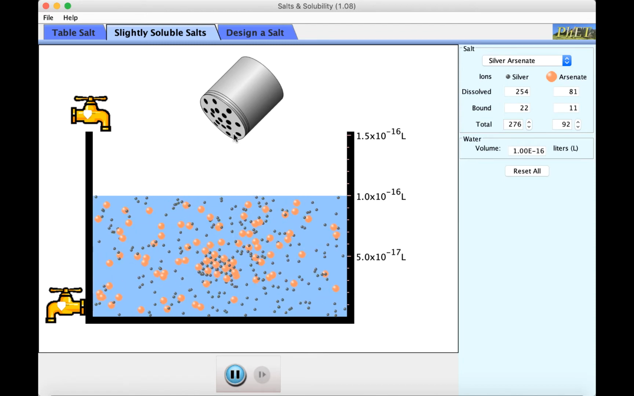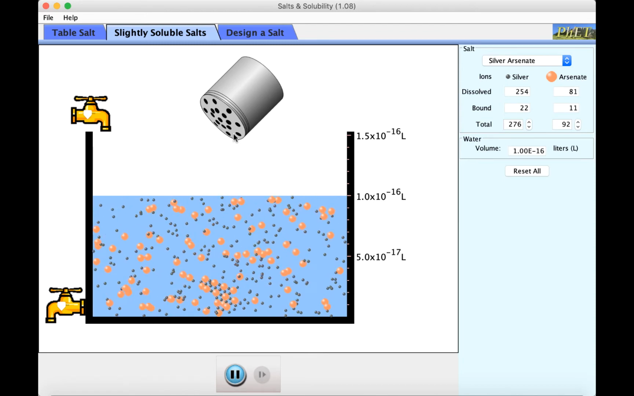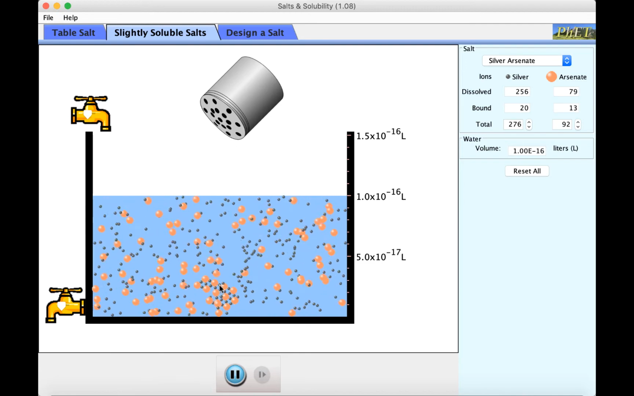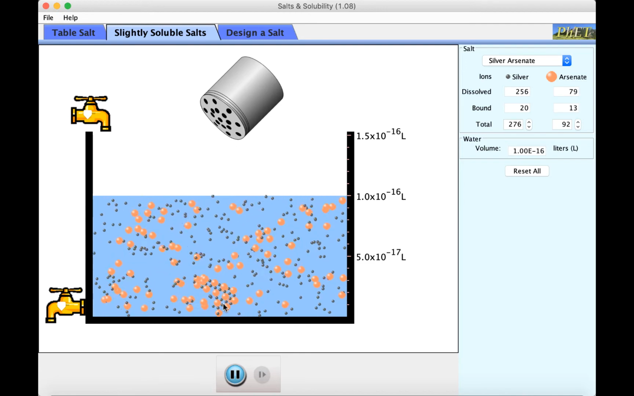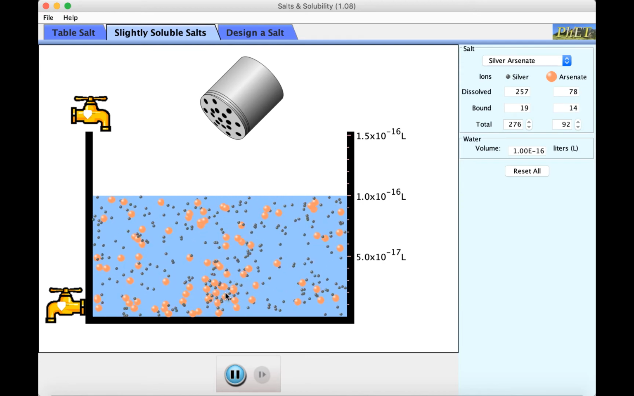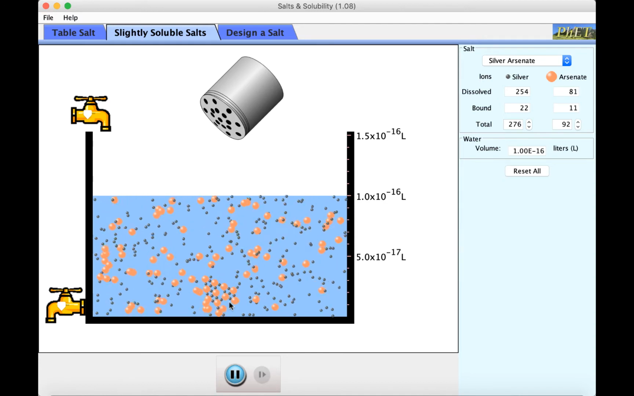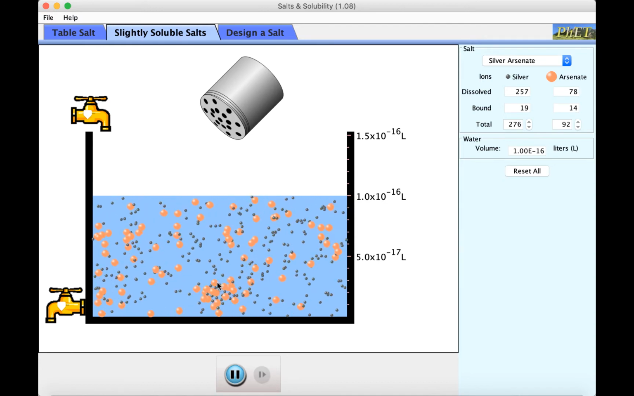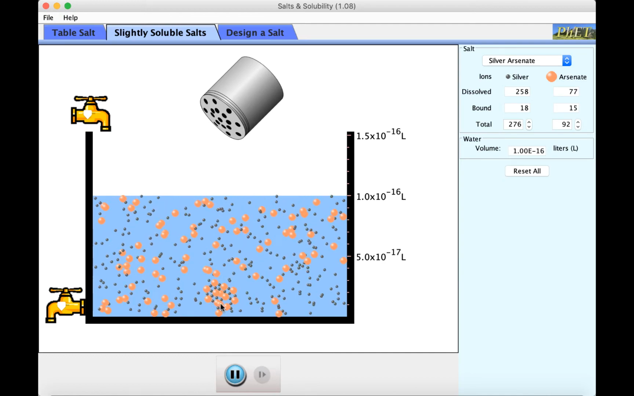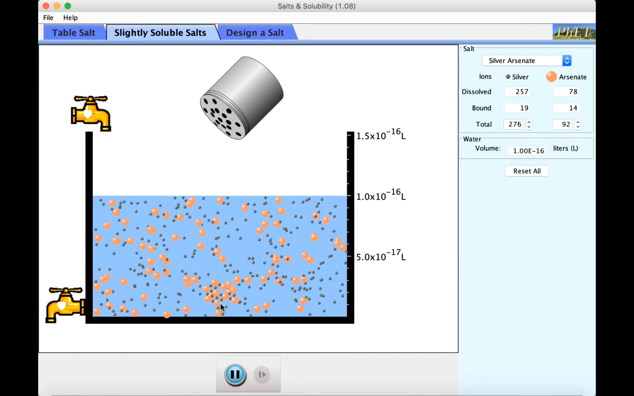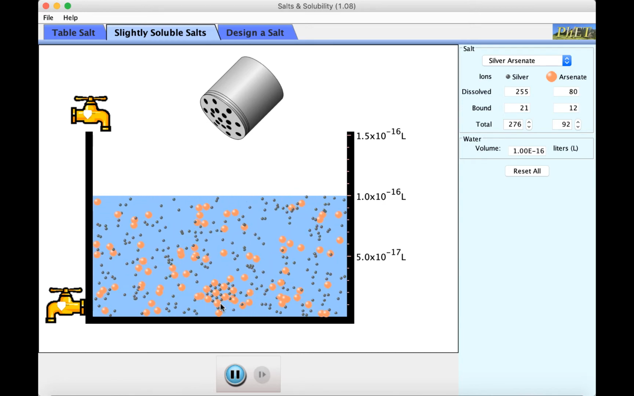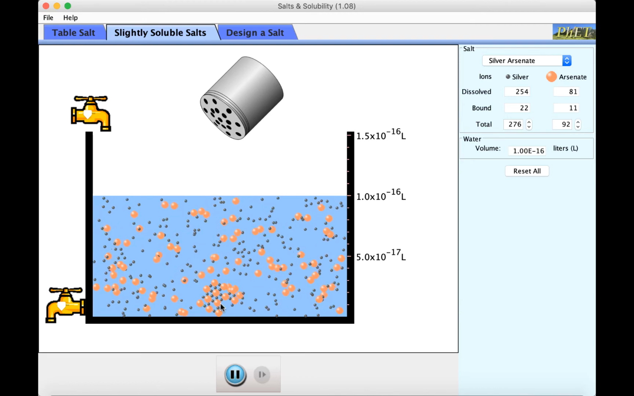Uh-oh. Oh no. I think I broke it. We now have this clump of silver arsenate at the bottom that is not dissolved. A lot of particles in solution, and we even see that some particles seem to kind of latch on and then come free of this little clump at the bottom. But if you were actually pouring silver arsenate into a beaker of water in the lab, you'd see that you'd still have little crystals of silver arsenate sitting on the bottom of the beaker and not dissolved.